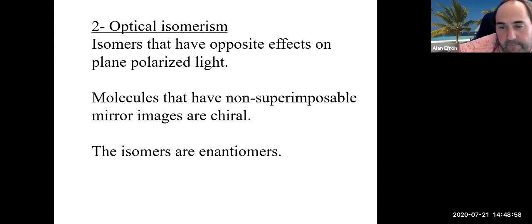If you take the original, put it to the mirror, and then pull the mirror image out, no matter how you rotate it or orient it, you'll never be able to get it to fit perfectly on the original. That's what's known as non-superimposable mirror images, and that's what's known as a chiral compound. These types of isomers are known as enantiomers.